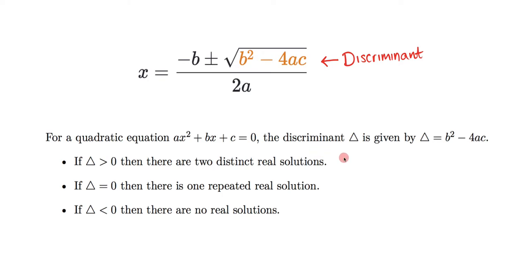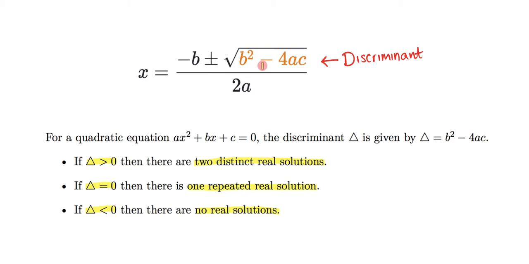So in this video, we're going to continue to discuss the discriminant, and we're really going to ask the question of how exactly do we arrive at these conclusions? So how do we know that when my discriminant is greater than zero, I have two distinct real solutions, or when it is equal to zero, I have one repeated real solution, or when it is less than zero, I have no real solutions? How do we know these things?